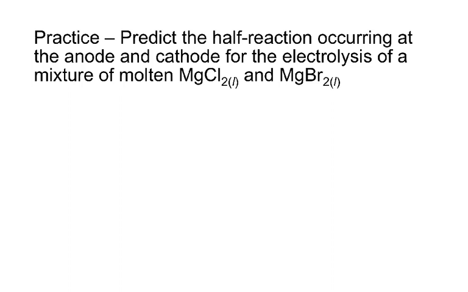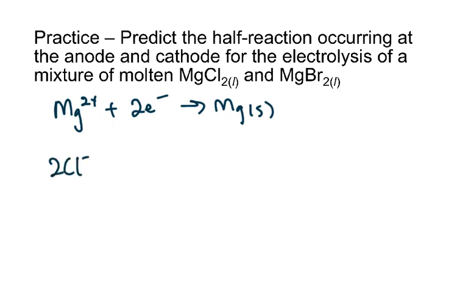Next, predict the half reaction occurring at the anode and cathode for the electrolysis of a mixture of molten magnesium chloride and magnesium bromide. So our reduction is definitely going to be the magnesium 2+ plus 2 electrons goes to magnesium solid. But then we have to compare our chlorine and our bromine.